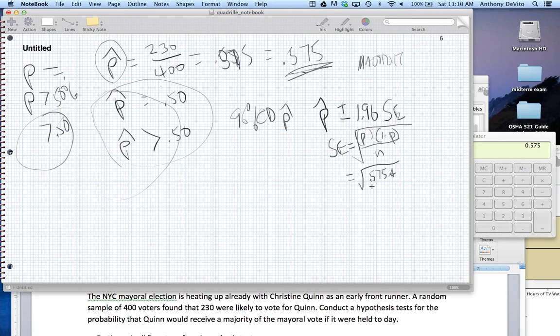So let's give it a shot. 0.575 times 0.425, I guess, right? Over the sample size, which was 400. Okay, so let's calculate that.